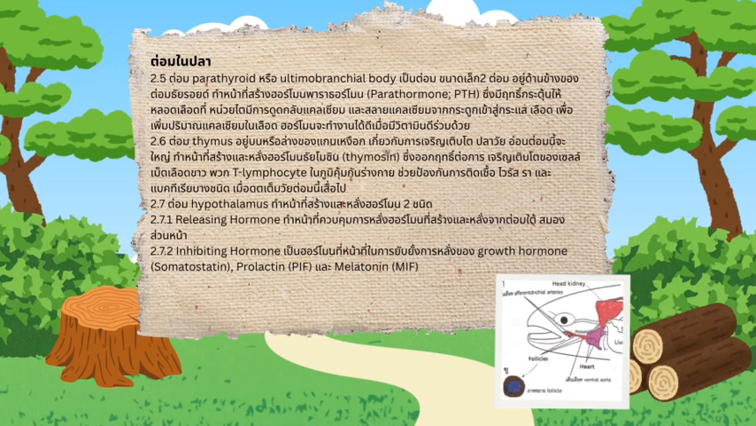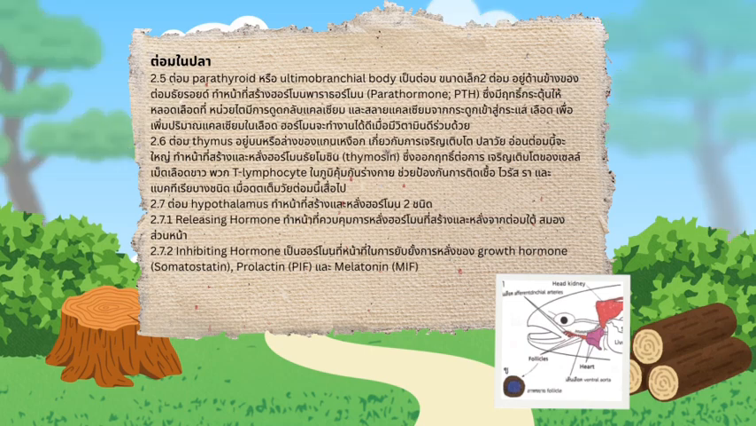Thymus. Located above or below the gill arches. Large in young fish, produces thymosin that supports growth of T lymphocytes for immunity against viruses, fungi, and some bacteria. Shrinks in adults. 3. Hypothalamus. Produces two types of hormones. Releasing hormones. Stimulate anterior pituitary to secrete hormones. Inhibiting hormones. Suppress secretion of growth hormone, somatostatin, prolactin, PIF, and melatonin, MIF.